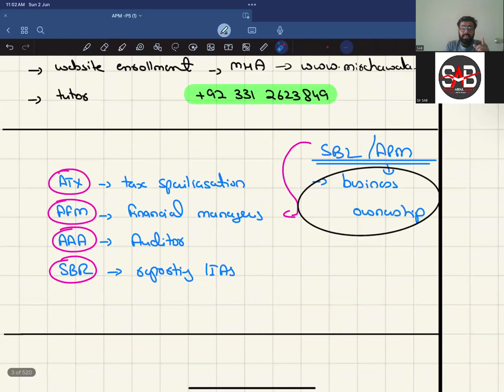ATX leads you towards tech specialization. AFM leads you towards financial analyst and financial manager related roles. AAA leads towards auditors as well as SBRs for reporting. But if you want ownership, if you want to lead, then papers like SBL and APM should be your first priority, because they ask you to become the owner, think through the exam scenarios and replicate your judgment.